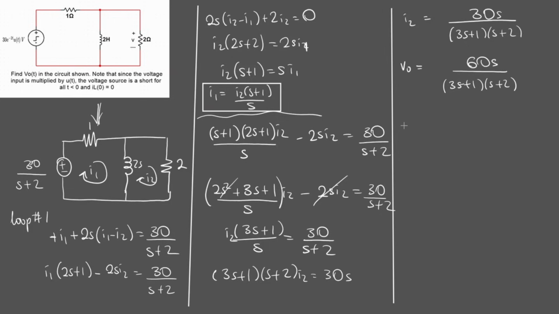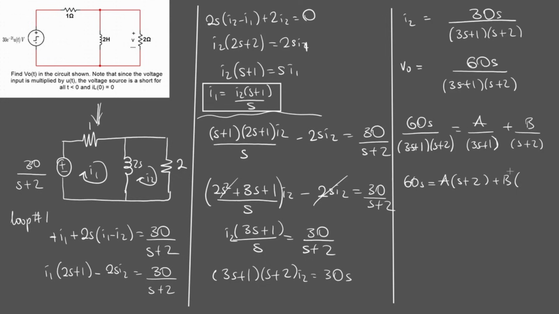What do we do? Partial fractions. So A over 3s plus 1, close the bracket, plus B all over s plus 2. Multiply both sides by the denominator of this. That's going to be 60 equals A into (s plus 2) plus B into (3s plus 1).